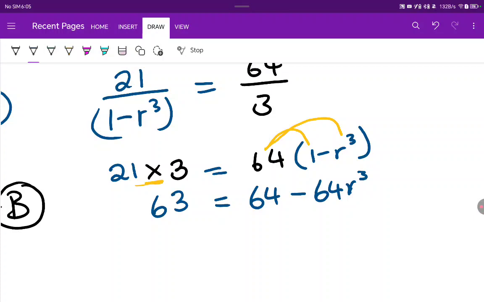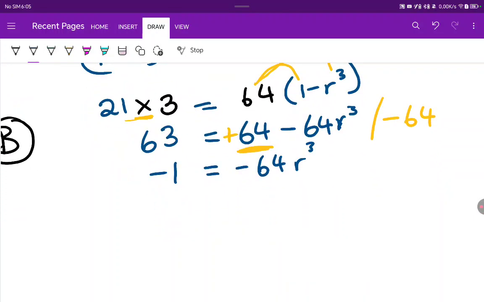So what I'm going to do is take this to the other side. Plus 64, the opposite of that is minus 64. 63 minus 64 is negative 1 equals negative 64r cubed. Okay, let's get rid of that 64. So we want to get rid of this, including the negative sign. This is multiplication, so I'm going to divide by negative 64.